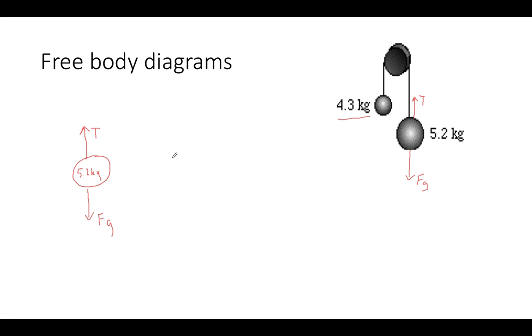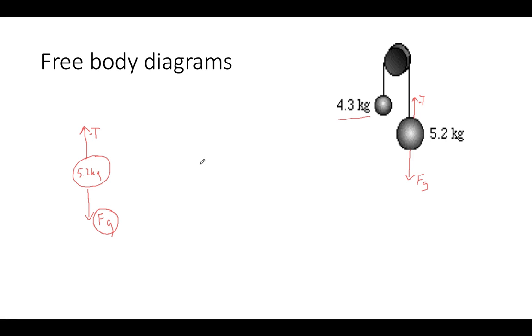The 4.3 kilogram mass is going to have a tension force. We're going to call this negative T, because the direction that the objects move in is going to be considered the positive direction. So in this case, Fg is considered the positive direction because this mass is going to be moving downward, and the direction that the masses move is considered the positive direction in a pulley system.